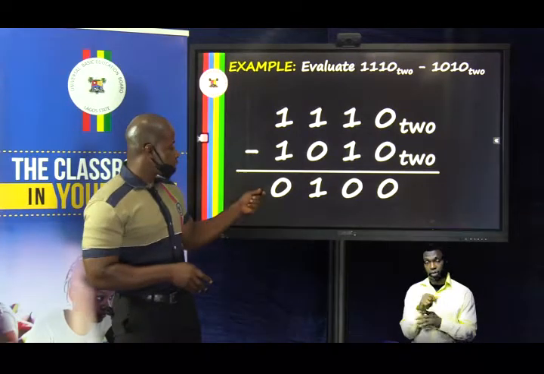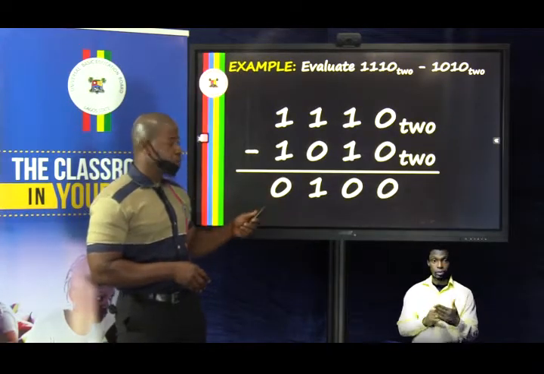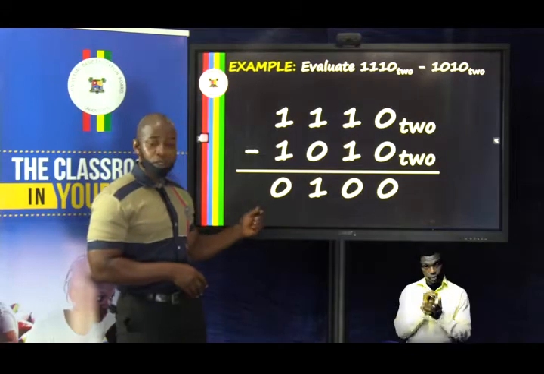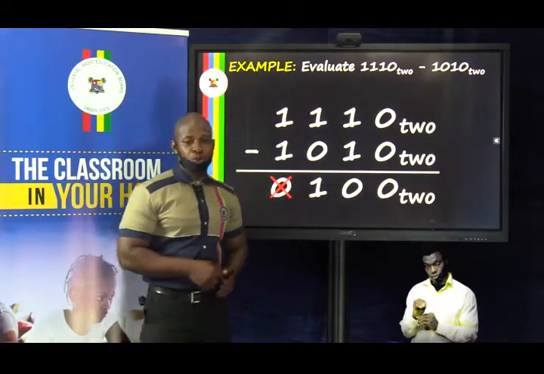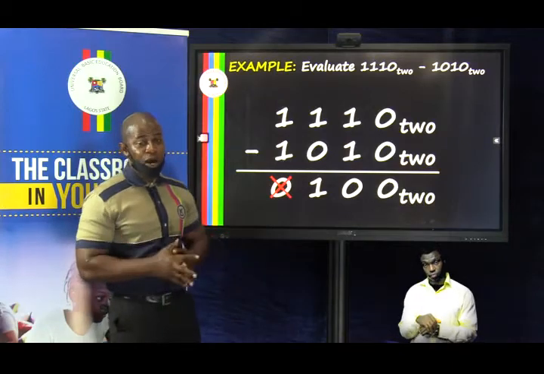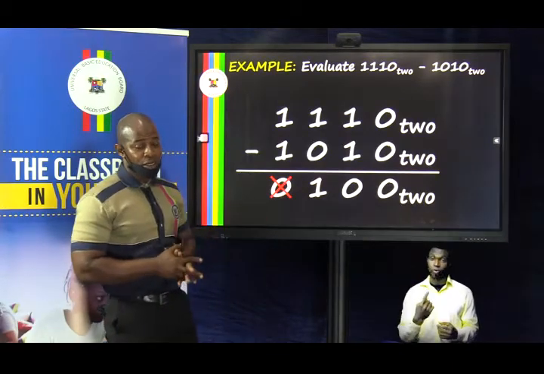But this preceding, this leading 0, we don't need it. We don't start a whole number with 0. So we just cross out that one and remember to put base 2 at the end. Easy peasy, right? Well, it's not always going to be easy like this, okay?